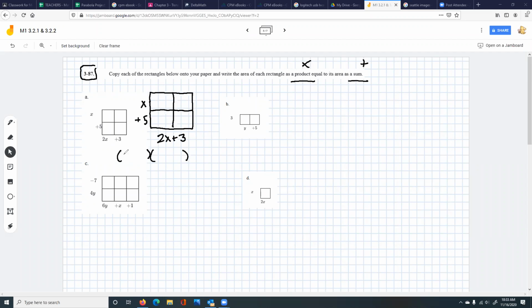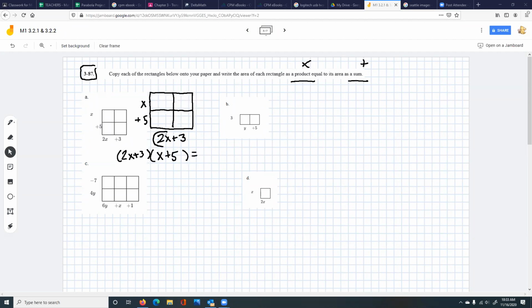Well, we're multiplying this 2x plus 3 times this, right? X plus 5. So that is our product. We took care of the product part. And we want to make it equal to the sum. Well, the sum is the sum of the parts here. So we have to multiply this out and add them together.